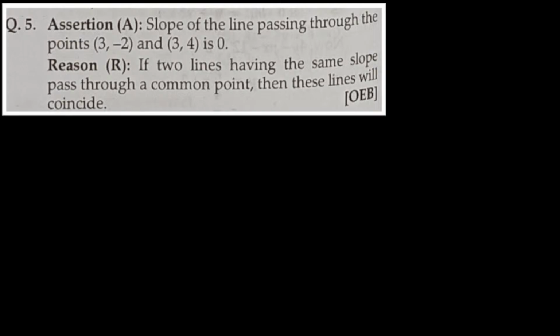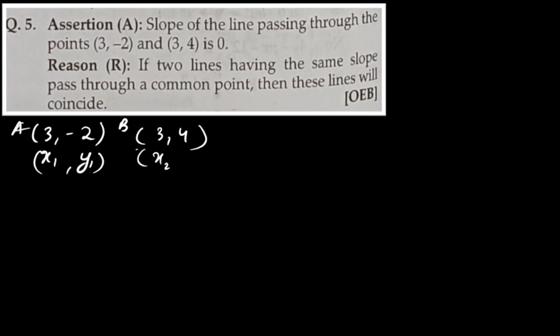Slope of the line passing through points is 0. Two points are given to us, and their coordinates are given as 3 comma minus 2 and 3 comma 4. Let us say this is point A and this is point B. So we just have to find its slope and check whether it is 0 or not. So x1 y1 and x2 y2.